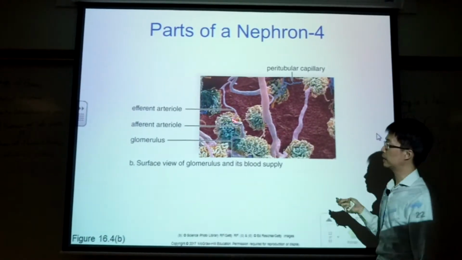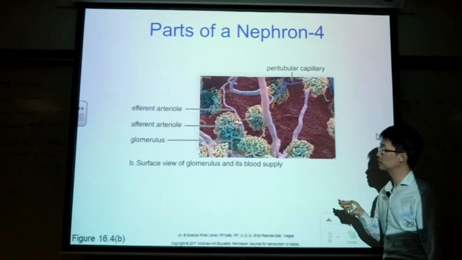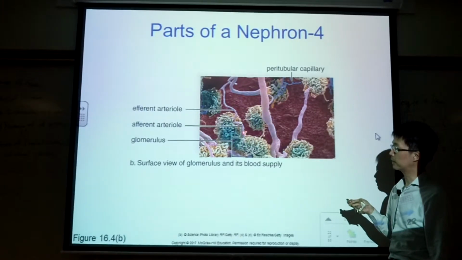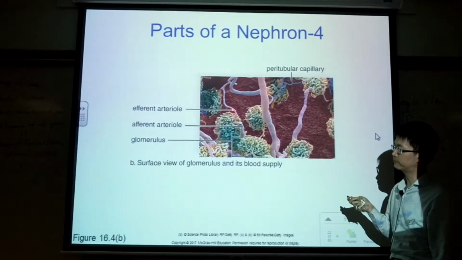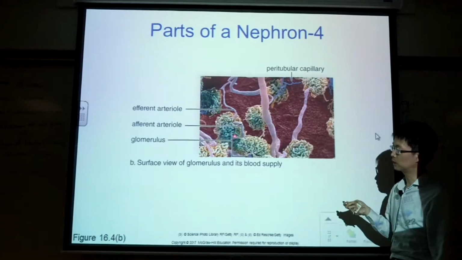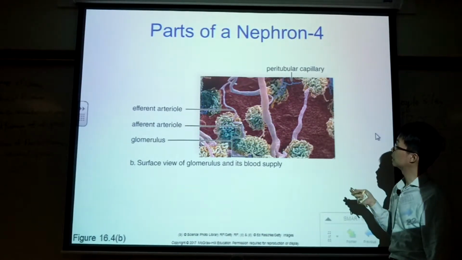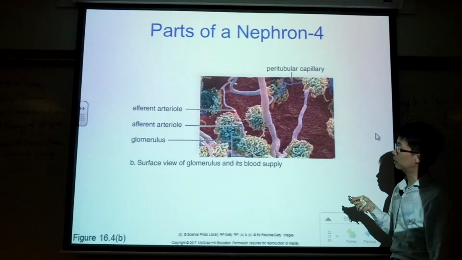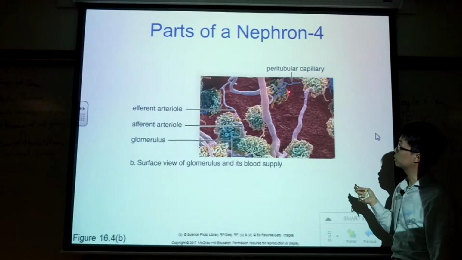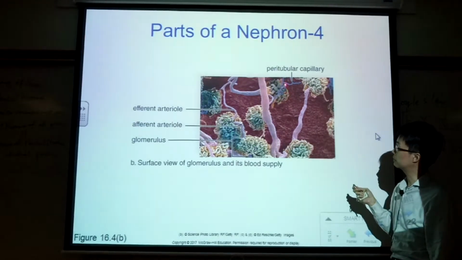So this is the actual picture of how it looks. The efferent and afferent: you can see that the afferent arteriole is indeed larger in diameter than the efferent arteriole, so that you will create a positive pressure in the glomerulus, which is a network of capillaries. And the output of the efferent arteriole forms the peritubular capillary network.